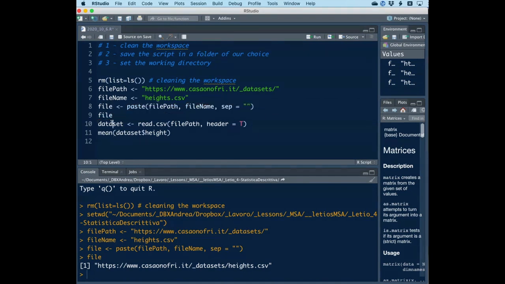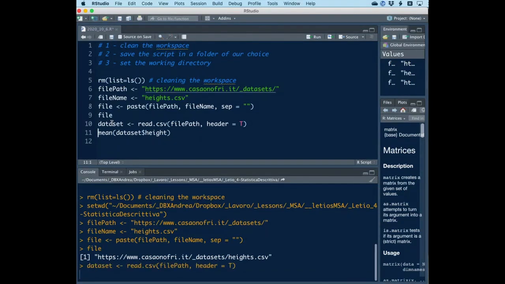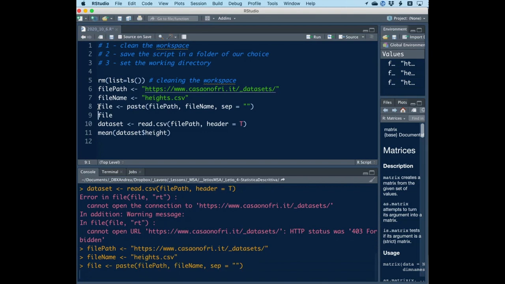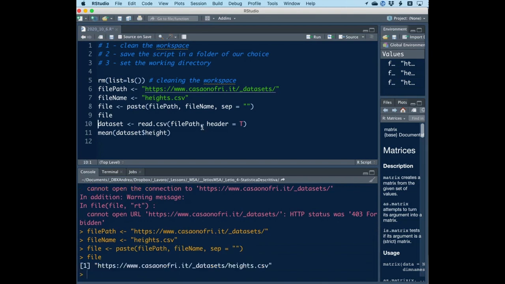Then we read this file by using the read csv command. Oh gosh. Looks as if it doesn't work. Let me see why. Okay, yeah. So I made a mistake here.